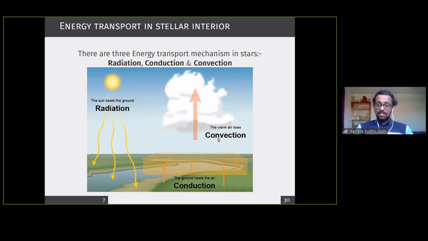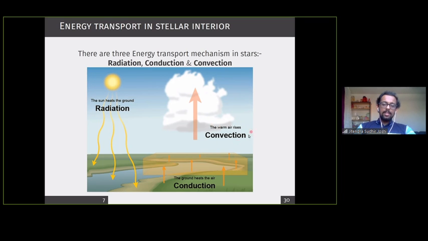Convection is one of the most unknown energy transport processes happening inside a star. In the near future, scientists are trying to understand what convection exactly is. So if you are able to explain what convection is, then I'm pretty sure you'll be famous, especially in the science community.